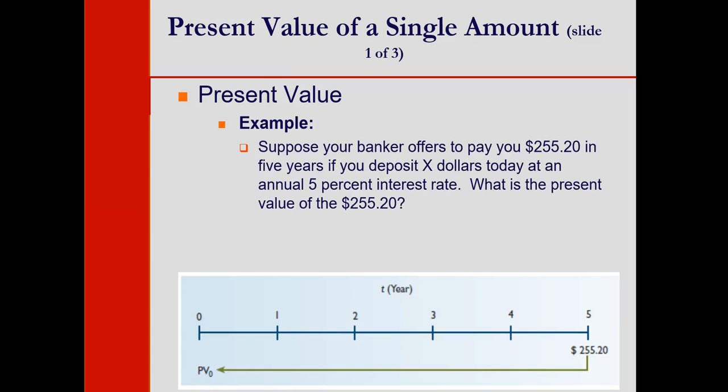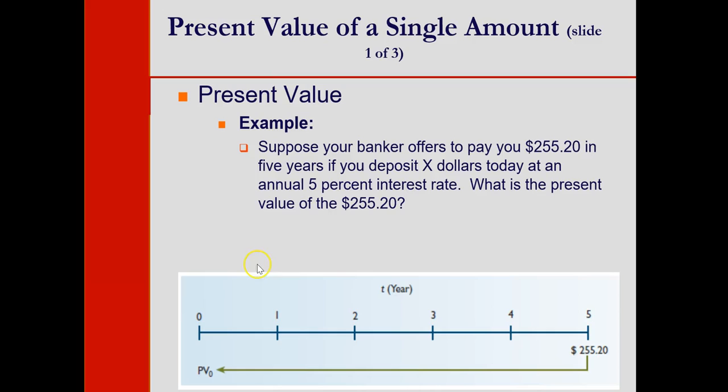Now suppose your banker offers to pay you $255.20 in 5 years if you deposit a certain X dollars today at an annual 5% interest rate. What is the present value of that amount? Like how much would you like to invest to get $255.20, where the interest rate is 5%?